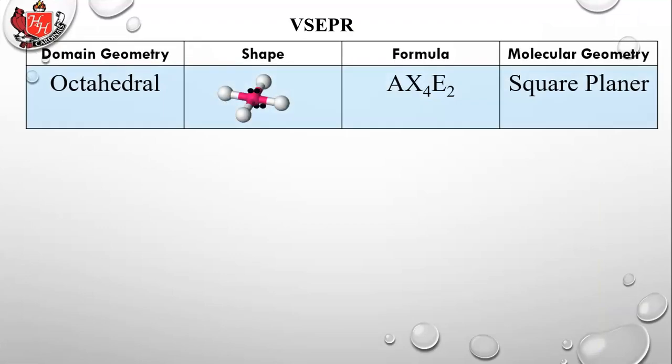And one last one. On this one, we're still in the octahedral family. We have 6 electron domains. 4 of them are bonding, that's the X4, and 2 of them are non-bonding, those are lone pairs, that's the E2, and that's called square planar, and you can see why. It's a square, and it's flat, it's on a plane.